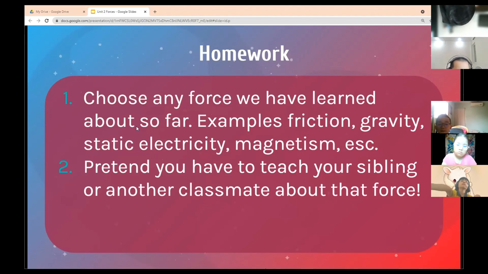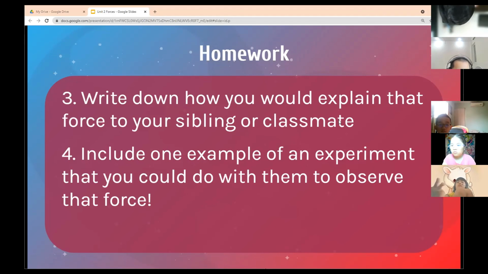You have to choose a force, explain the force to your sibling or classmate, writing it down. Make sure you write down what you would say, and then choose one example of an experiment you could do with them to show them. Remember, you're trying to help teach them. So you guys are going to be the teachers for homework.